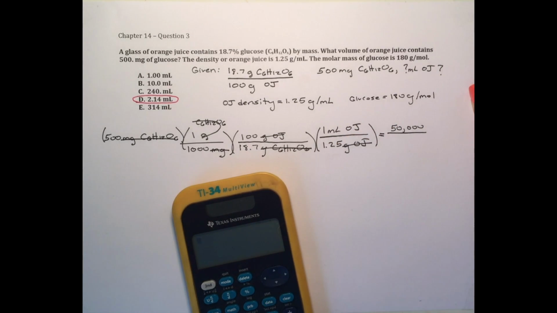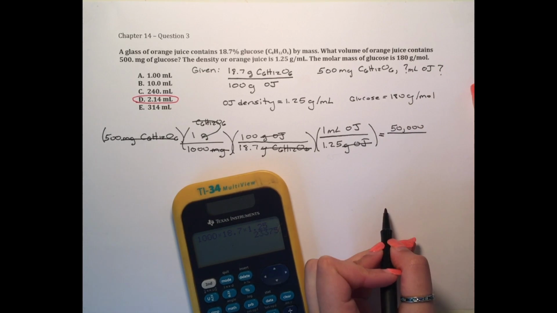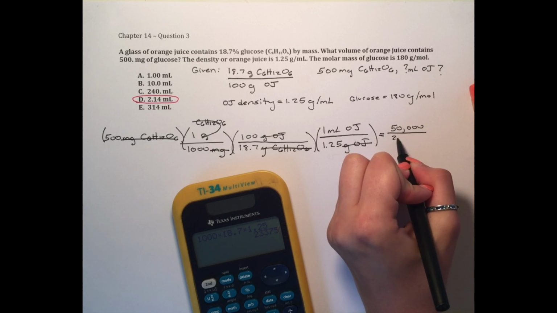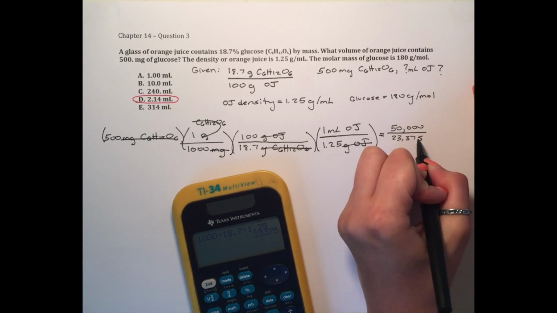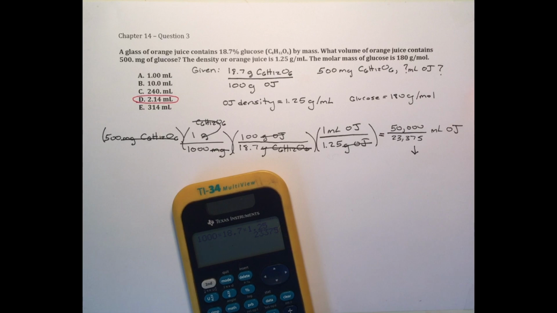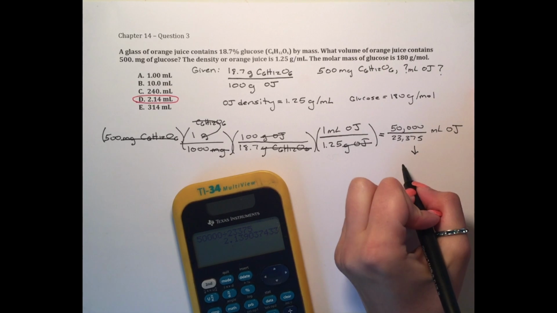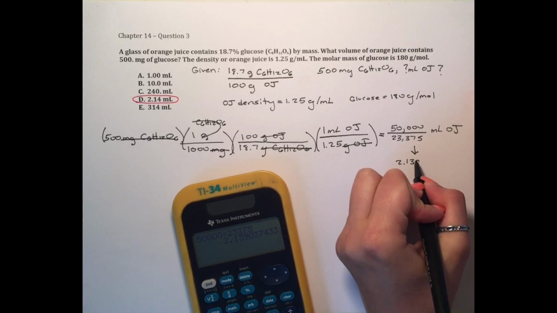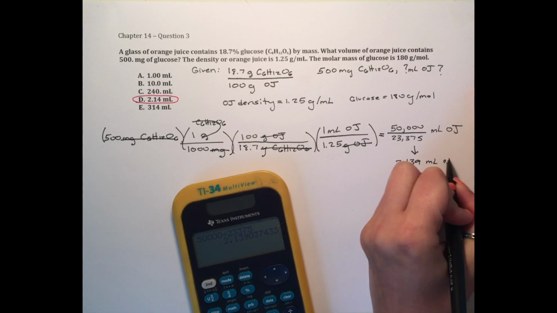Divided by 1,000 times 18.7 times 1.25. And that gives you 23,375. Now let's just simplify this. 50,000 divided by 23,375 gives us 2.139 milliliters of orange juice.